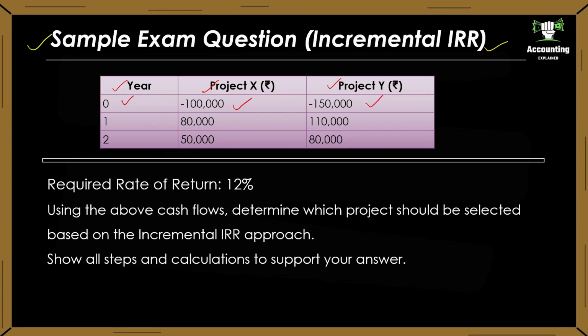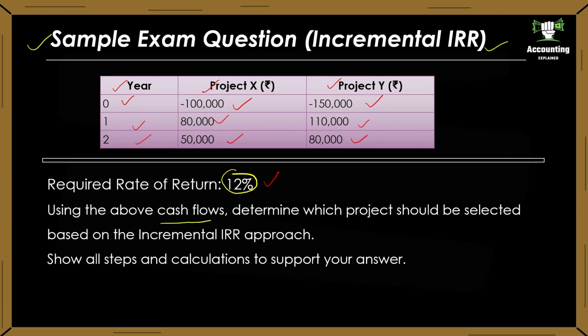For year 1 and 2 they have given positive values. It means it is the return or profit or cash inflow. So for year 1 and 2, for project X it is 80,000 and 50,000 return, and for project Y it is 1 lakh 10,000 and 80,000. Further in the question they have given required rate of return as 12%. They may give required rate of return or cost of capital in the question. Both are same as I've told you before. So don't get confused. Remember that, okay?